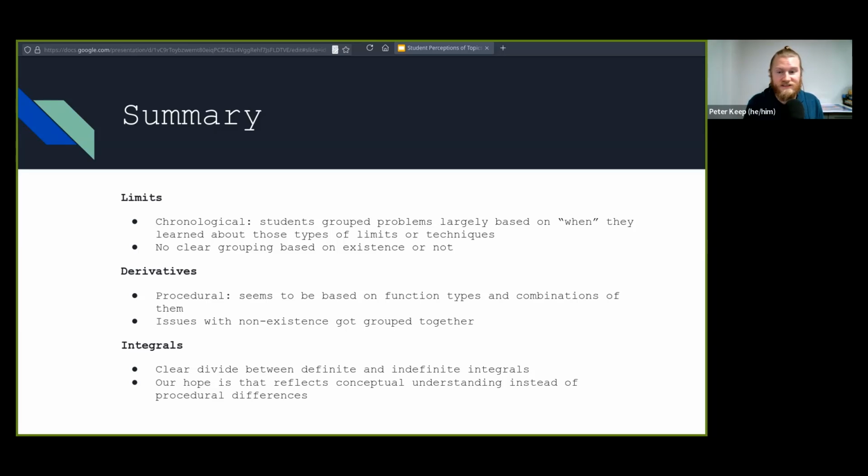And then with the integrals, there was a very clear divide between definite and indefinite integrals, thinking about the nature of these objects themselves. And our hope is that that reflects a conceptual understanding instead of the procedural differences that we use.